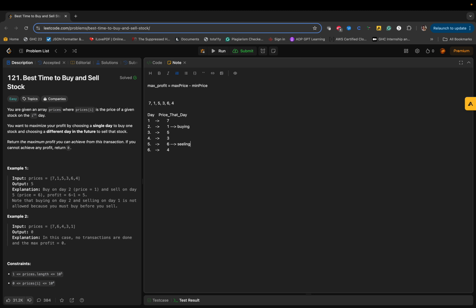Okay, so 6 minus 1 in this case implies we can get a profit equal to 5, which is the maximum that we have obtained so far. So how will we code it up?